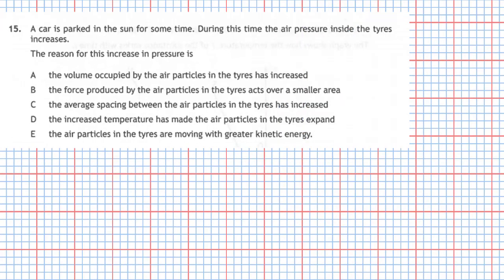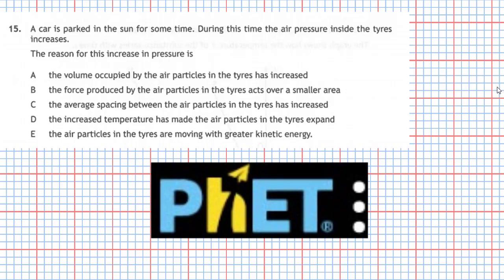Question 15 from section 1 of the 2019 National 5 Physics Examination. A car is parked in the sun for some time, and during this time the air pressure inside the tyres increases. The reason for this increase in pressure is, and we're given 5 statements. To help us answer this question, I'm going to do a little bit of revision and head over to the PhET site again for a simulation with pressure and temperature.